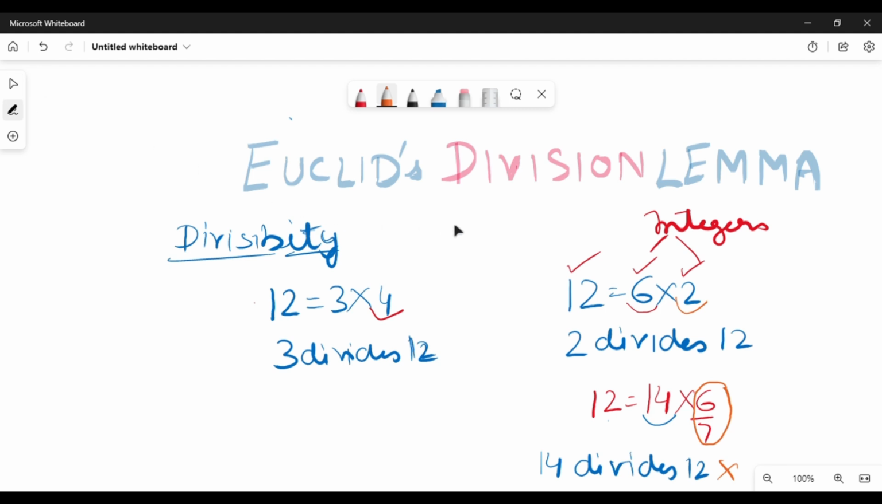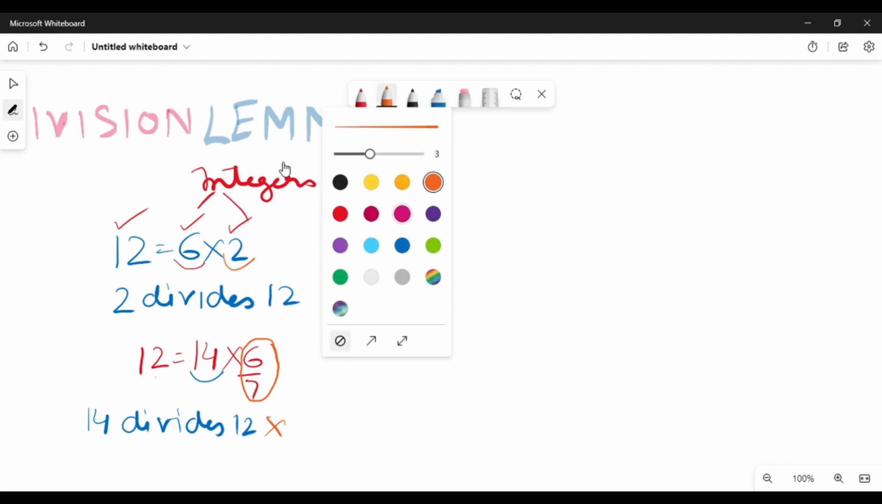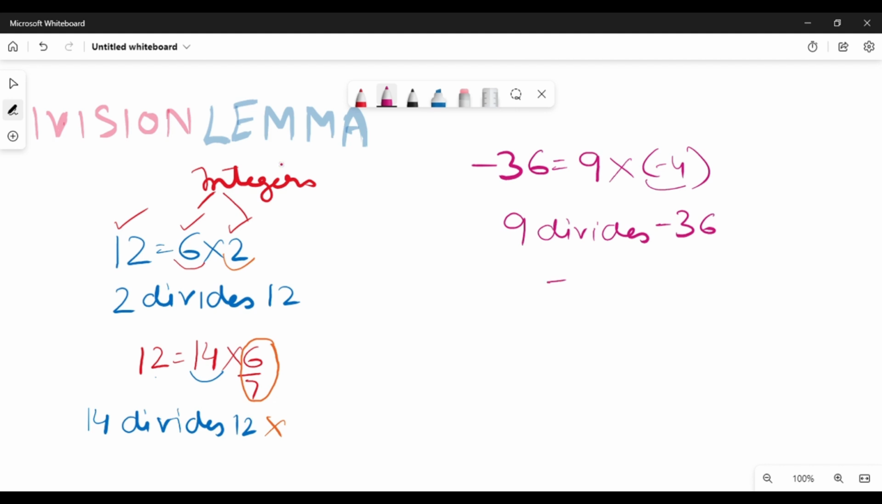The same condition holds for negative numbers also. Let us take another example. If I write minus 36 as 9 into minus 4, now I can say that 9 divides minus 36. Why? Because of the existence of the integer minus 4.